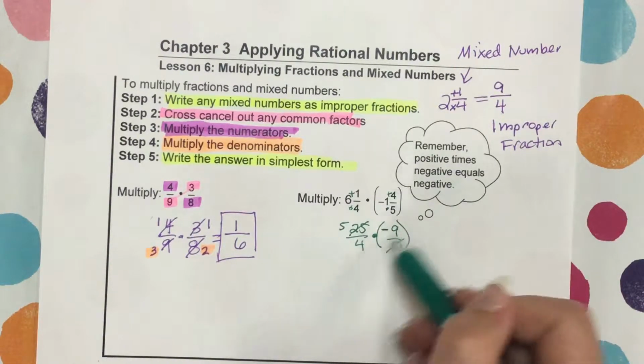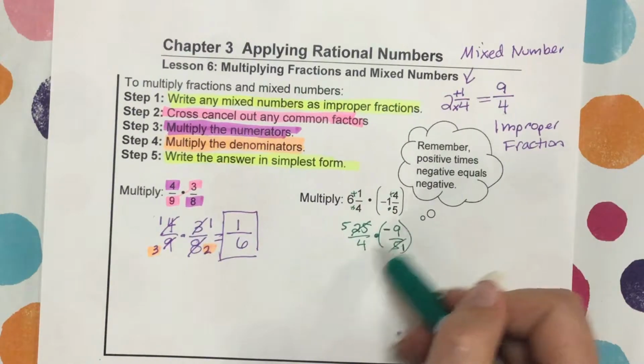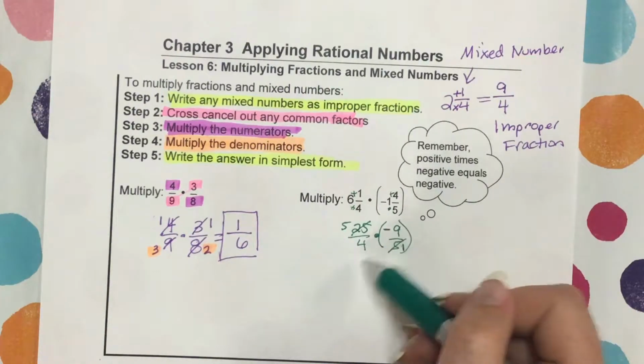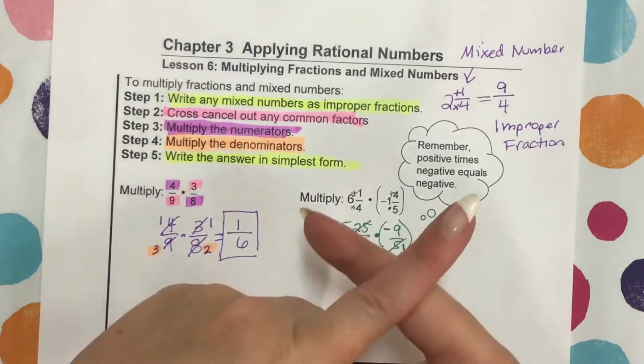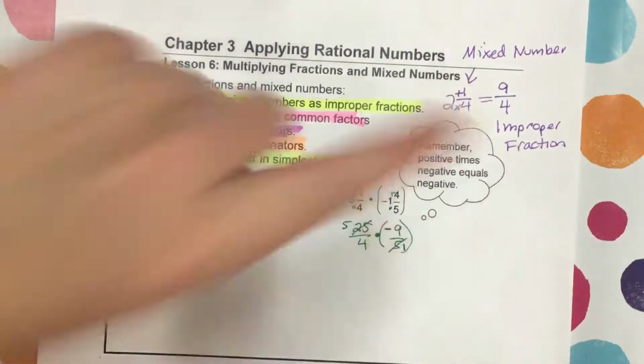Then we want to look across here. Is there anything that goes into 4 and 9? And the answer is no. So we have cross canceled. So the next thing is to multiply across. So that's what we're going to do.